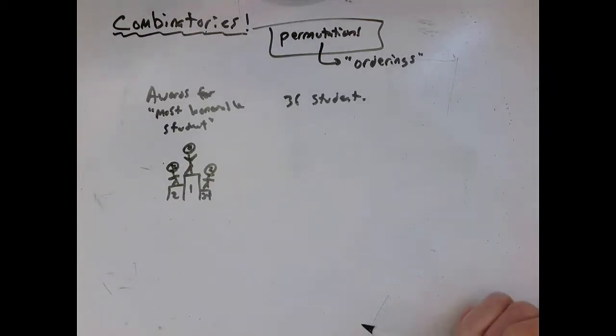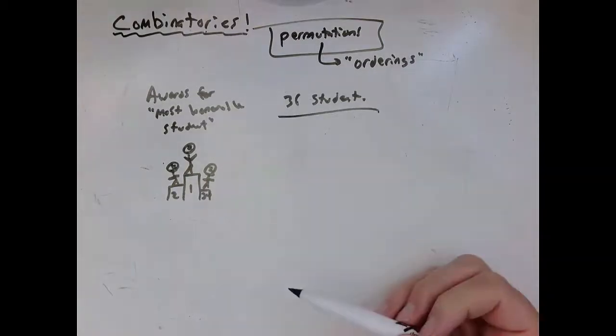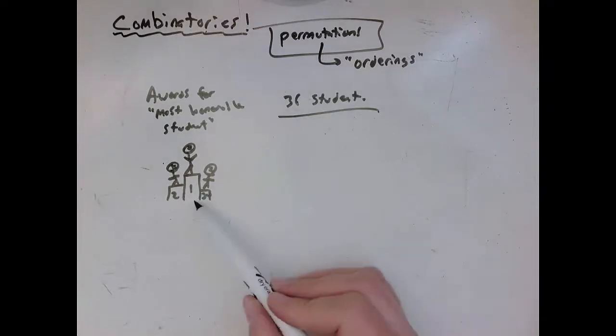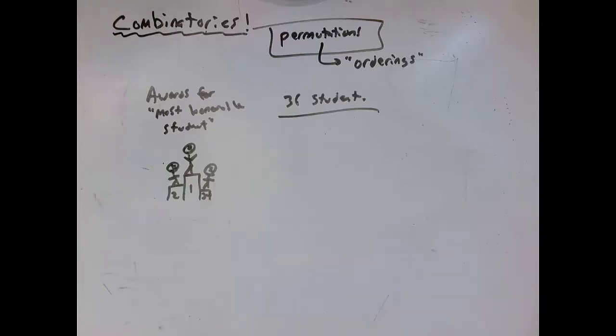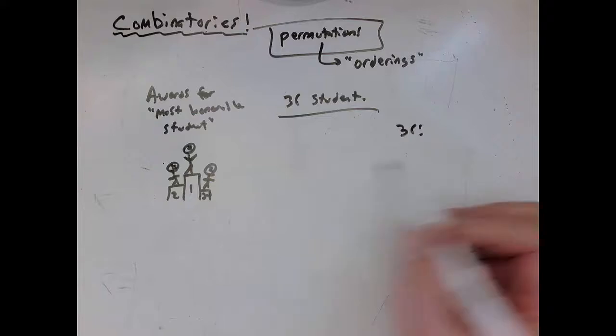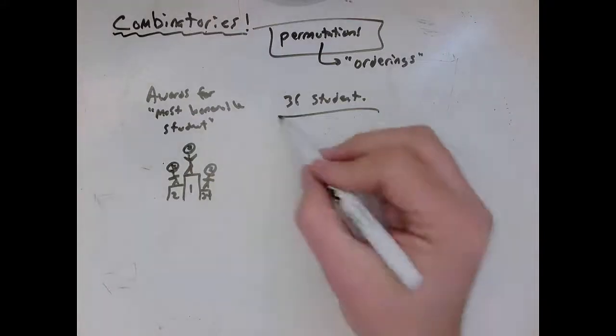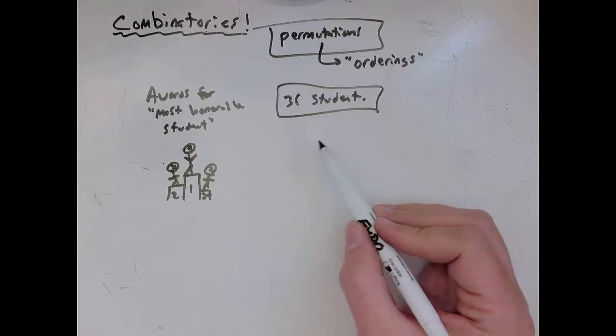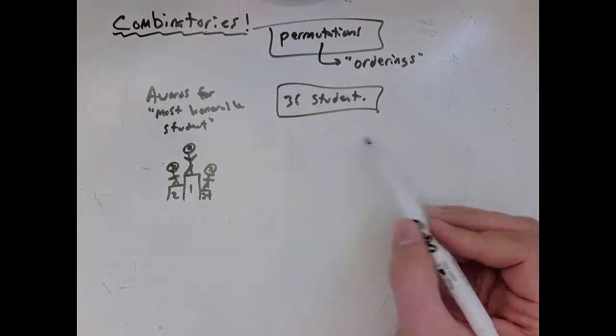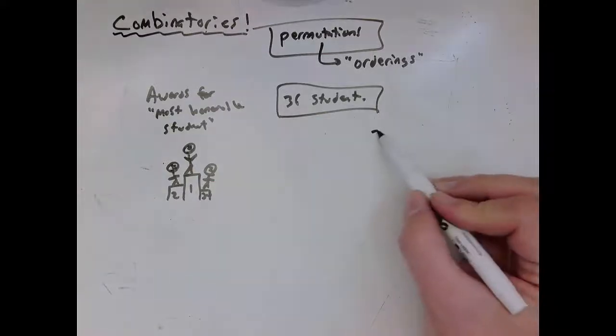What if I want to give awards for the most honorable student in pre-calc honors? Let's say we've got 36 students, and I want to give a first, a second, and a third place award. How many possibilities are there? The answer is not 36 factorial, because I'm not putting 36 students in order. If I wanted to rank order the 36 students as first most honorable, second most honorable, third most honorable, and so on, that would be putting 36 students in an order, and there would be 36 factorial ways to do that.